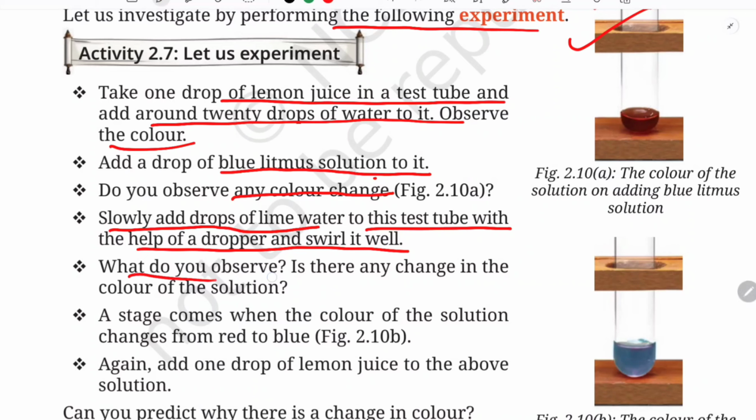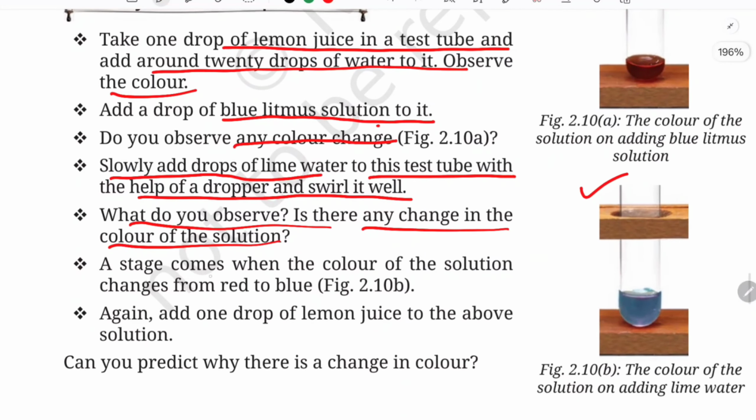And what do you observe? Is there any change in the color of the solution? Yes, there is a change in the color of the solution, and it changes into blue. And again a stage comes when the color of the solution changes from red to blue. So this solution, before it was red, that indicates it is acidic in nature. Now it is in blue color, isn't it? So what does this indicate? It indicates that when this acid and basic substance are mixed together, it gets neutralized. What is this neutralization? We will understand.